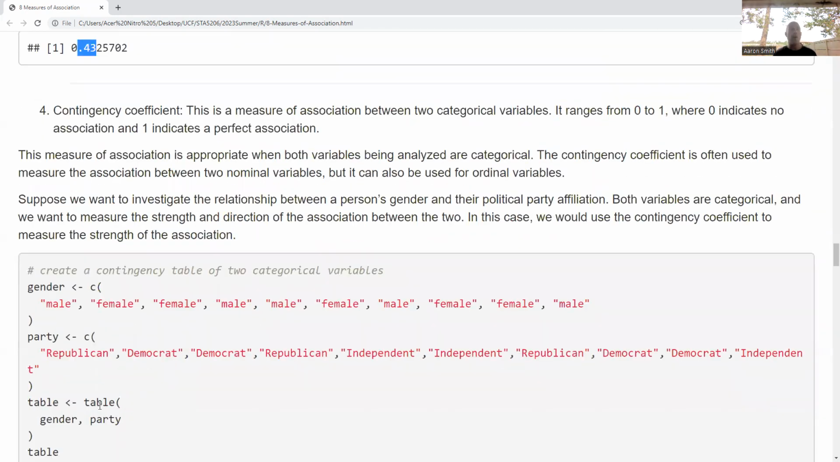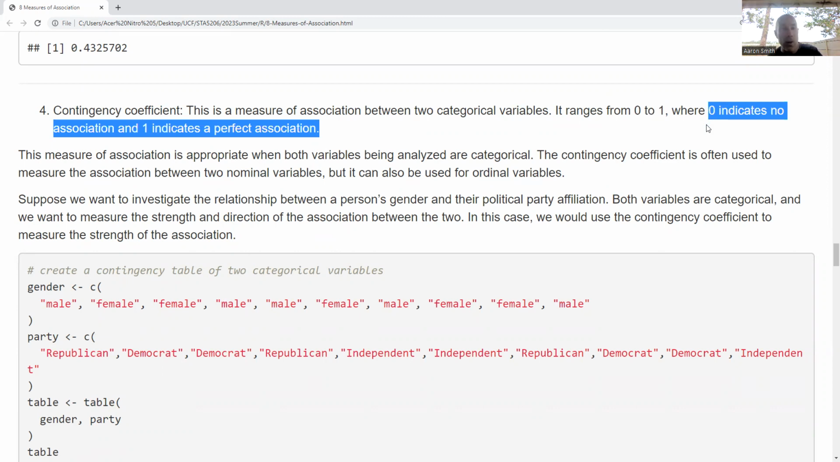All right, the next one we want to talk about is the contingency coefficient. Now here, we're going into purely categorical data. This measures an association between two categorical variables. It ranges from 0 to 1, where 0 indicates no association, and 1 indicates a perfect association. This measure of association is appropriate when both variables being analyzed are categorical.